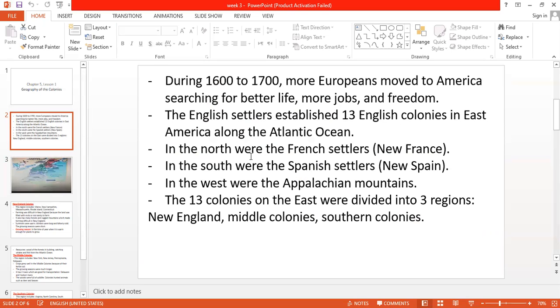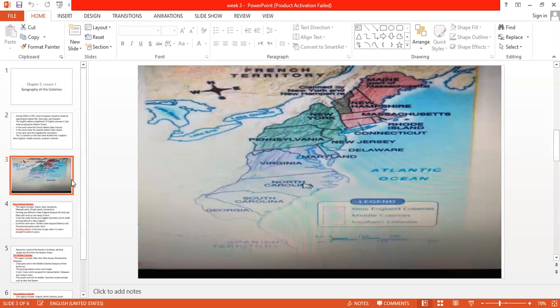Okay, what about the north and what about the south? What about the west? This is America. North of America here, guys, is settled by France. South of America is settled by Spain. And west of America is not settled by anyone because here lie the Appalachian Mountains, and it is rare to find people living around the mountains.